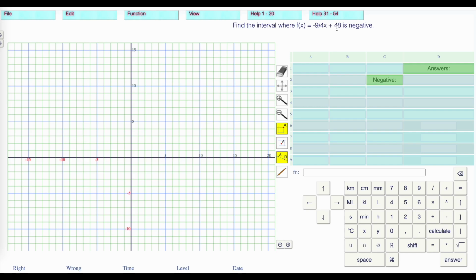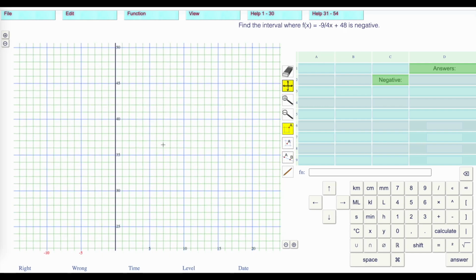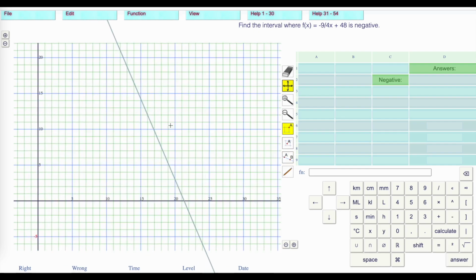Here we have negative 9/4 x plus 48. When's it negative? 48 is our b value. The slope is negative 9 over 4. I'm moving over 4 and then down 9. We want to know when it is negative. We need to know when it crosses the x-axis.